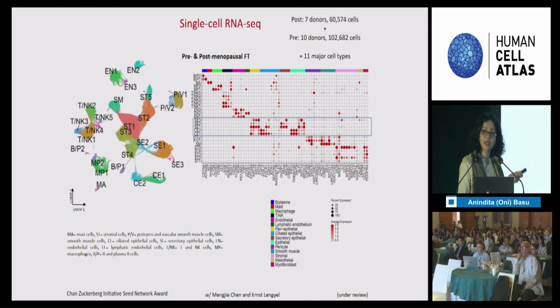We then went ahead and started looking at premenopausal women. We took the postmenopausal women as our ground truth and started integrating premenopausal women here. Now we see that looking at the SE and CE cells, the ciliated and the secretory epithelial cells, there is a larger variety of cells. For the immune cells also, there is a larger variety of these cells.